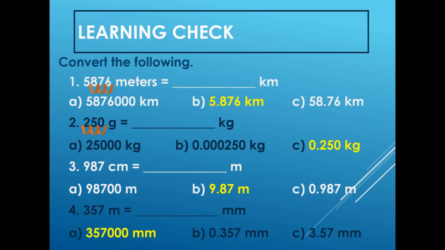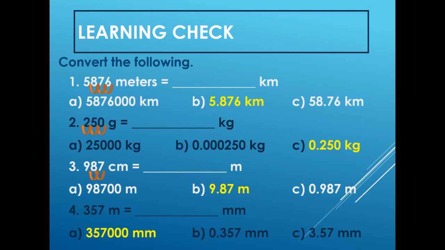987 centimeters. So centimeters is our starting unit. The meter, so meters is 2 spaces to the left of centi. So we're going to start after the 7. We're going to move our decimal 2 places to the left. So 987 centimeters is 9.87 meters.